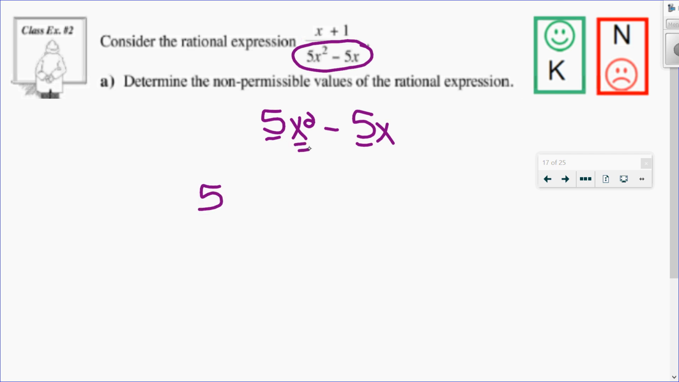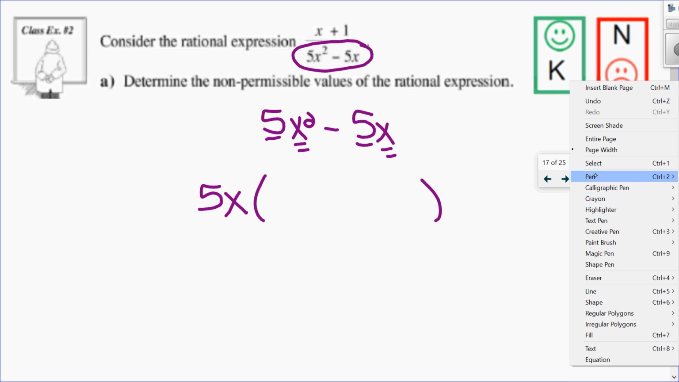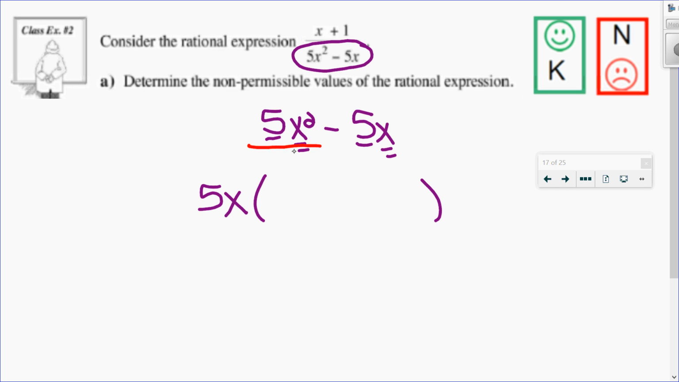And then I have x squared and x. So I have x in common, and I go to the smaller of the two, which is the 1. So GCF on the outside, and then I just divide each term by the greatest common factor. So I'll divide 5x squared by 5x, I'll divide 5x by 5x, and put the result in the bracket.